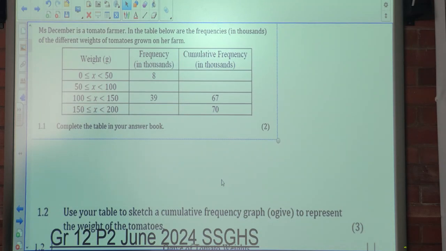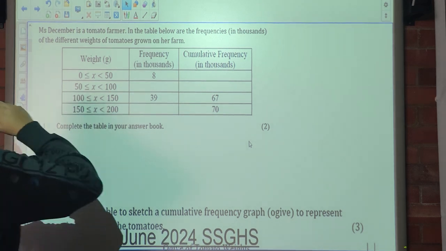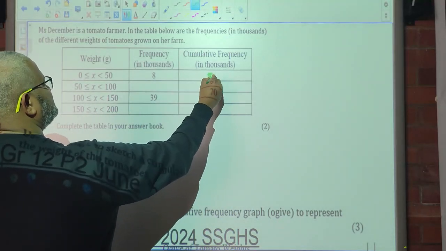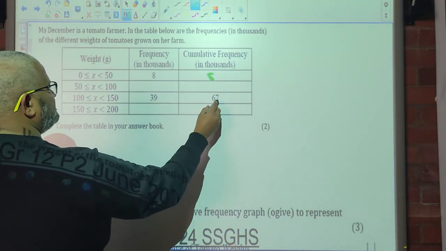is a tomato farmer. In the table below are the frequencies in thousands of different weights of tomatoes grown on a farm. Complete the table in your answer book. So you had the same table in your answer book. So 8 gives you 8, 39.